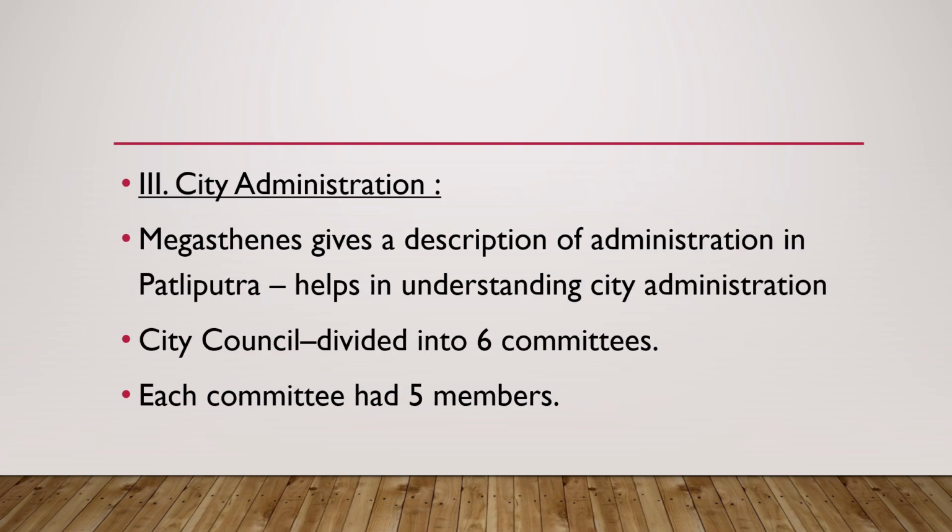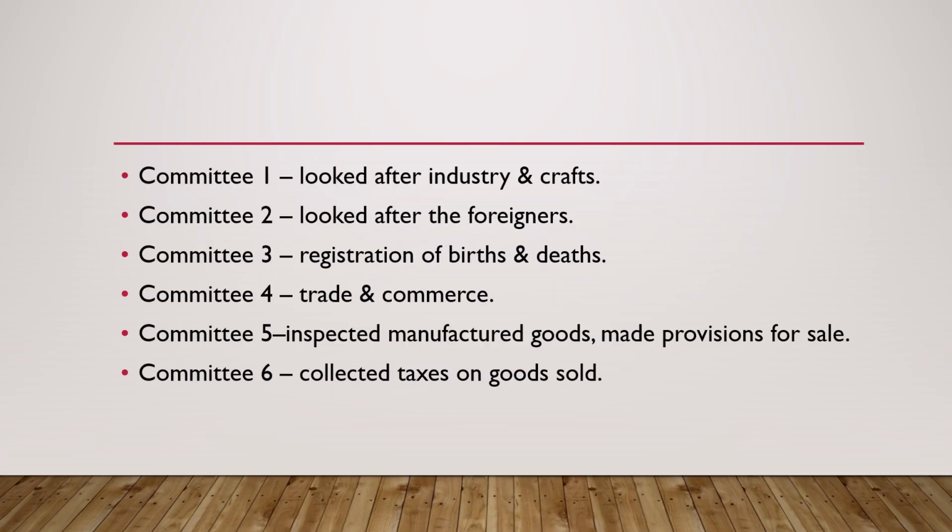Next, we come to city administration. Megasthenes has given a vivid description of administration in Patliputra, and this helps us in understanding the city administration during this period. In this account, the city council was divided into 6 sub-councils or committees, and each committee had 5 members. We will look into the functions of these committees.